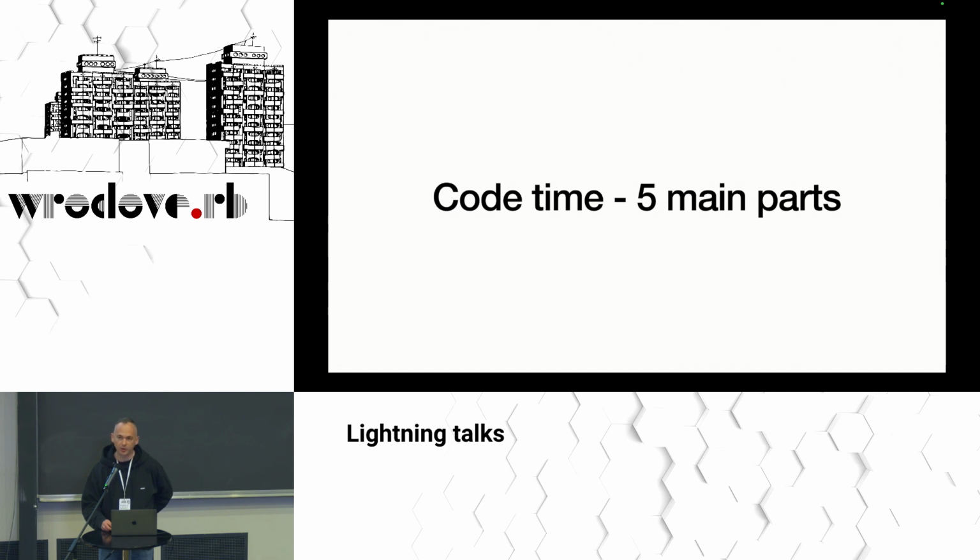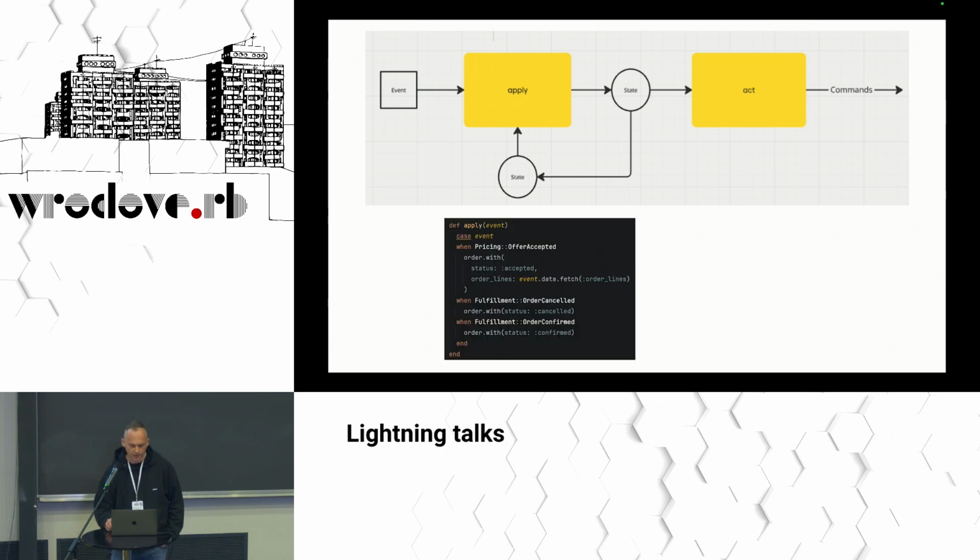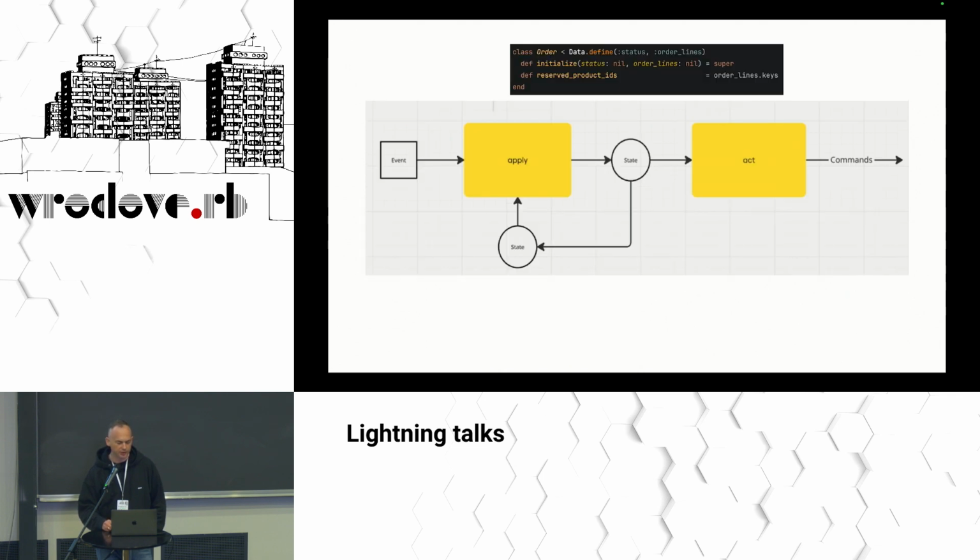So what are the 5 main parts of what process managers look like in the code? First of all, we need to subscribe to those events. So we need to have this section somewhere. Then we build the state, which here in the code looks like this. We basically take the events one by one, and we use the order object here, and we create the status, and we pass along the order lines just to be used later. So that's building the state. The actual state is a data object, so it has just the status and order lines, and we can know what the reserved product IDs are.